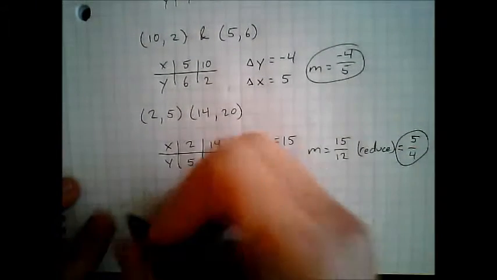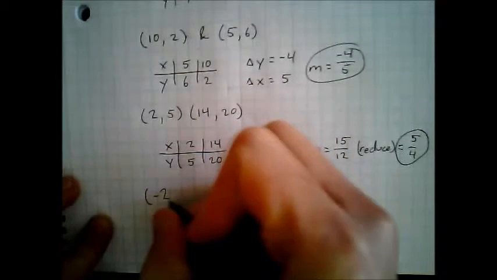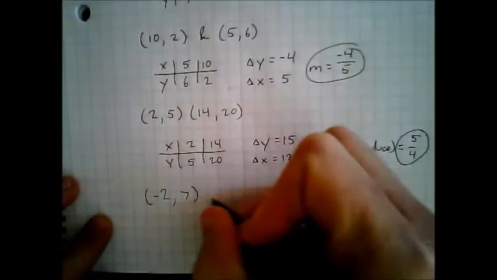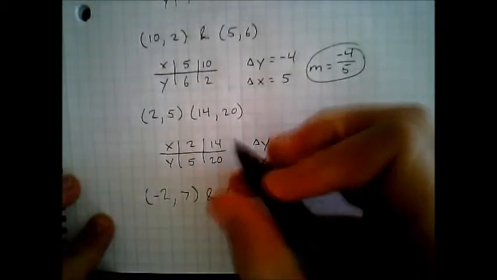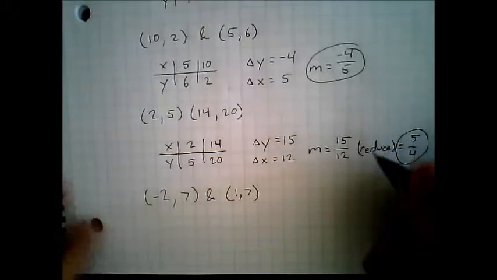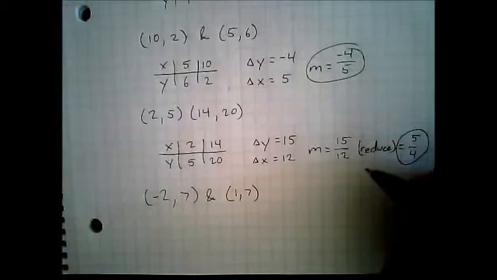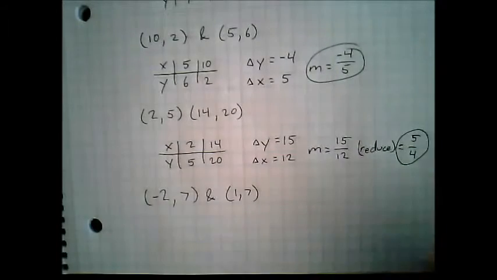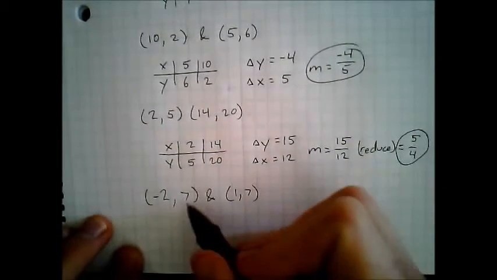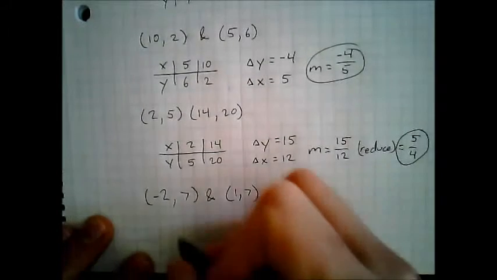One more example together before you try a bunch on your own. So we have (-2, 7) and (1, 7). Here we're not really afraid of negatives. We just want to understand that we could have negative figures. So figure -2 has 7 tiles, and figure 1 also has 7 tiles.